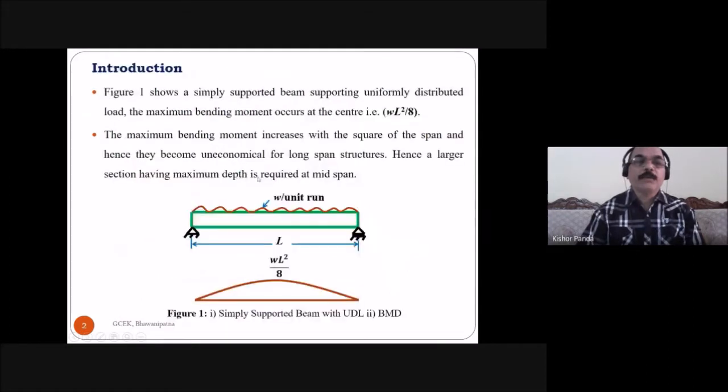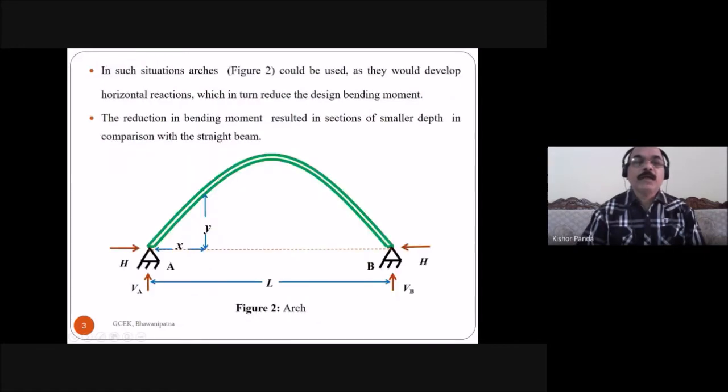Whatever bending moment you get at a section at any point in the beam structure, in the arch you will get a reduced bending moment. Why do you get the reduced bending moment? Because due to this horizontal thrust, the bending moment at the section is reduced. The reduction in bending moment results in a section of smaller depth in comparison with the straight beam. So due to this reduction, the arch structure is more preferable than the beam structure in the case of larger span.